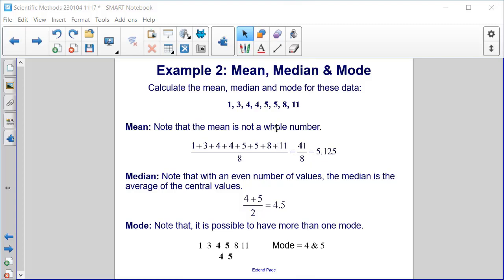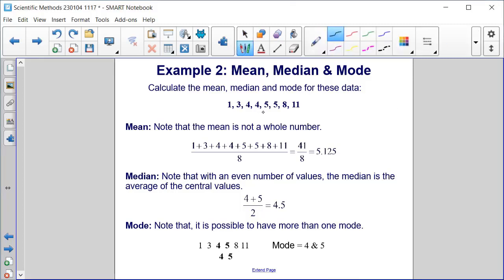The median in this case, we have 8 values. So there is no exact midpoint. It would be in between these two values here, right? And so with an even number of values, the median is the average of the central values. So I add this 4 plus 5 and divide by 2 to get a median of 4.5. And for the mode, in this case, it's possible to have more than one. We have 2, both 4 and 5.